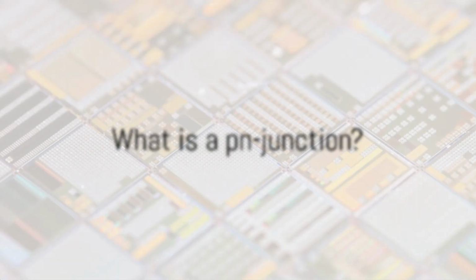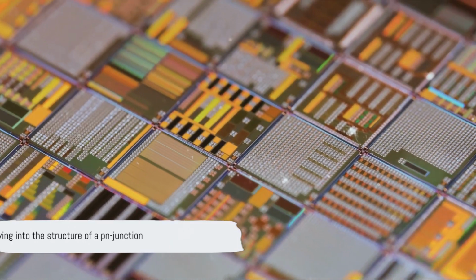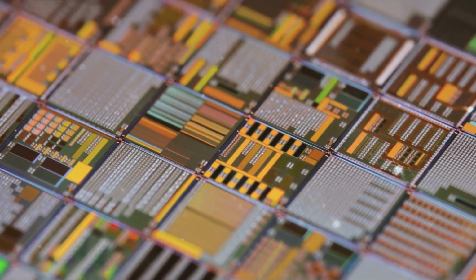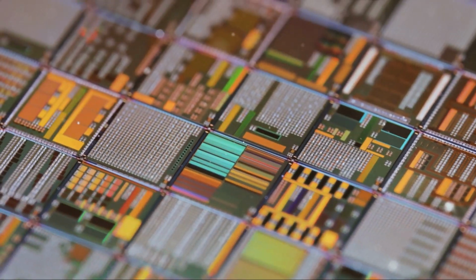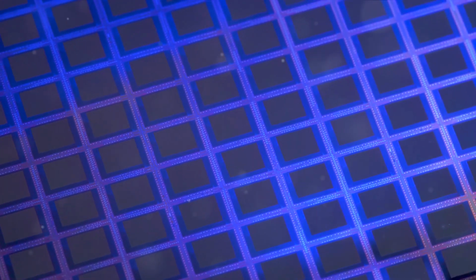A PN junction, as the name suggests, is a junction between a P-type and N-type semiconductor. So let's dive into the structure of this intriguing junction and get a better understanding of it. The essential building block of a PN junction is the semiconductor, a material that has unique properties lying somewhere between a conductor and an insulator.